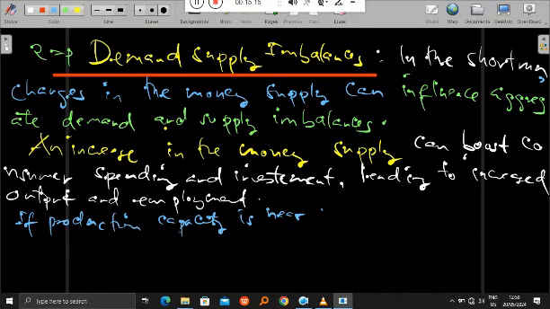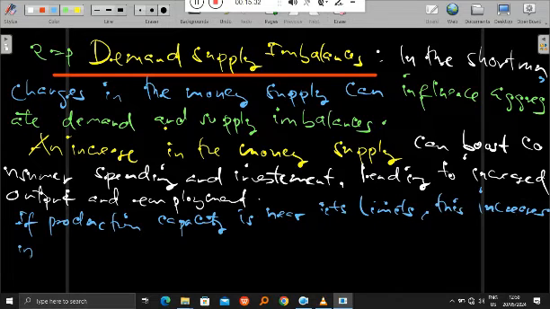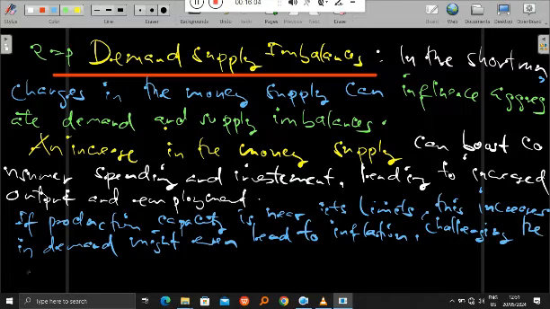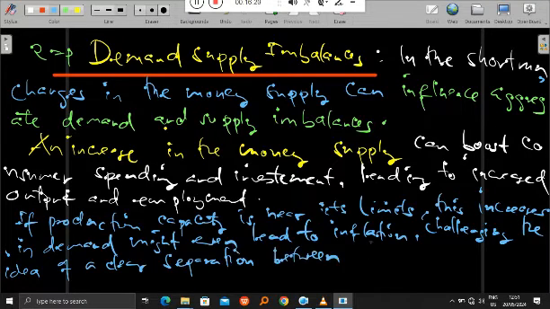So this leads to the increase in output and employment. If the production capacity is near its limits, this increase in demand might even lead to inflation. So it challenges the idea of the clear separation between the nominal and real variables as well. So in the short run, the changes in money supply can influence the aggregate demand and supply imbalances.